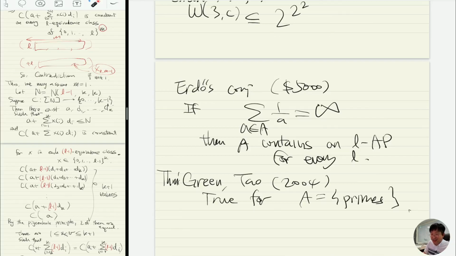Anyway, that's it for van der Waerden's theorem. We're going to prove a much more general version in the next lecture.